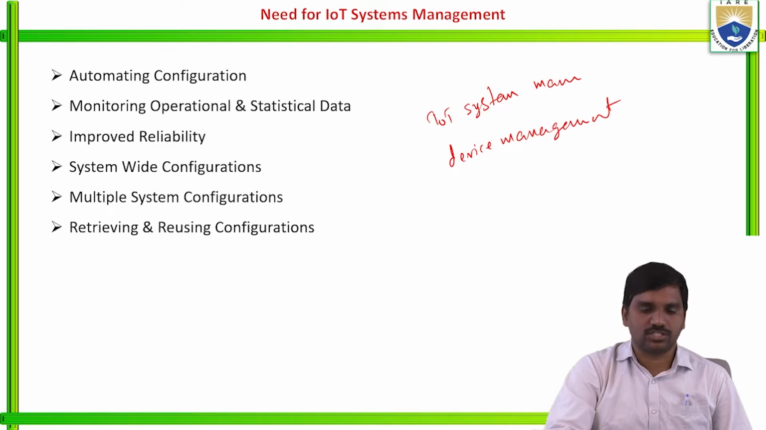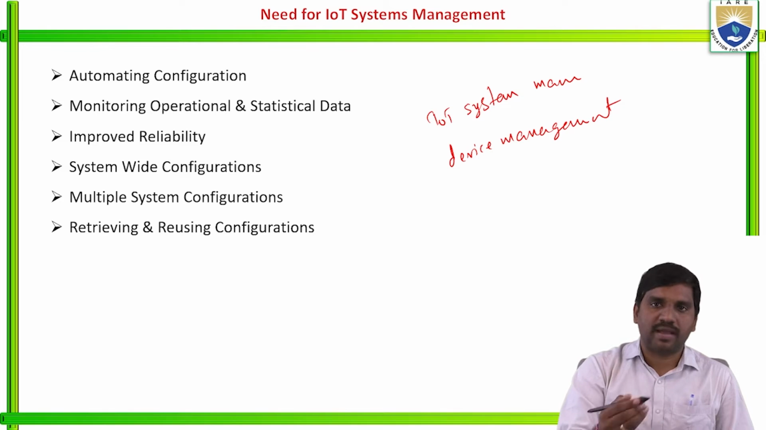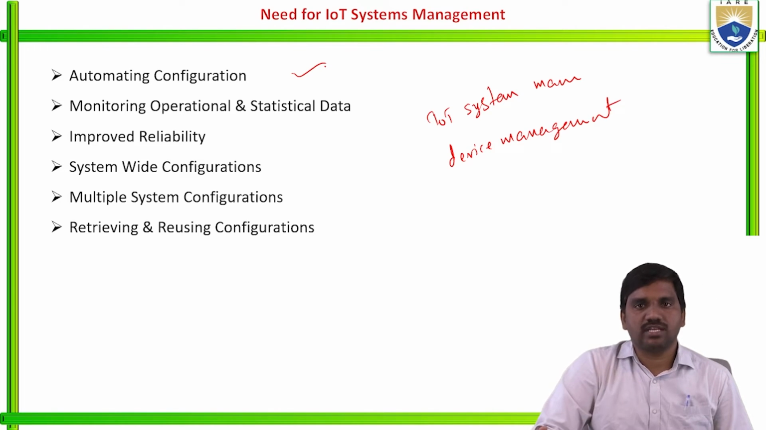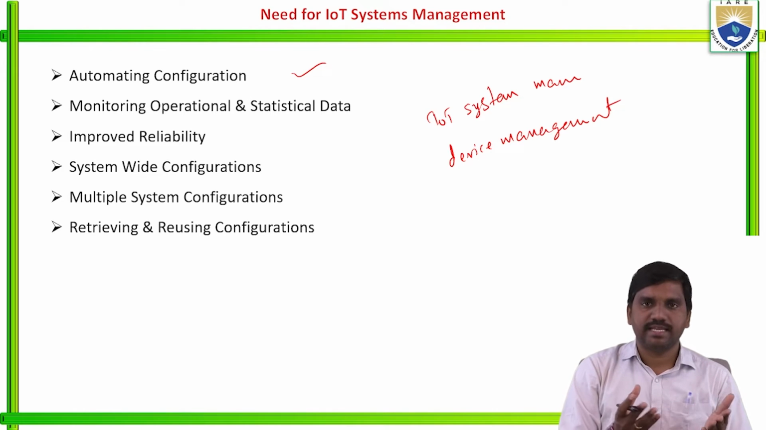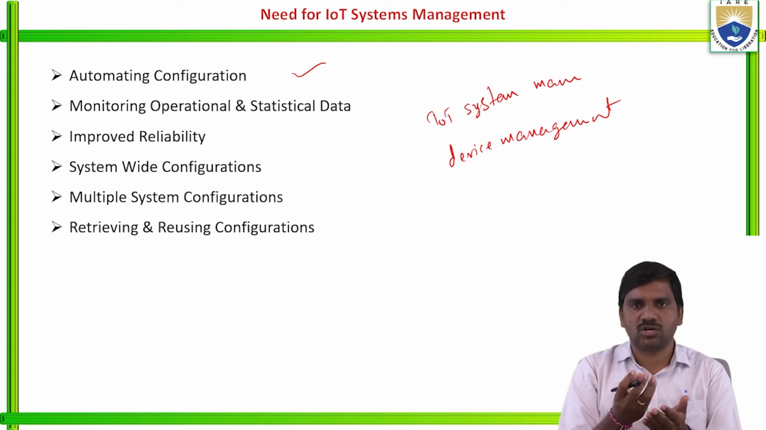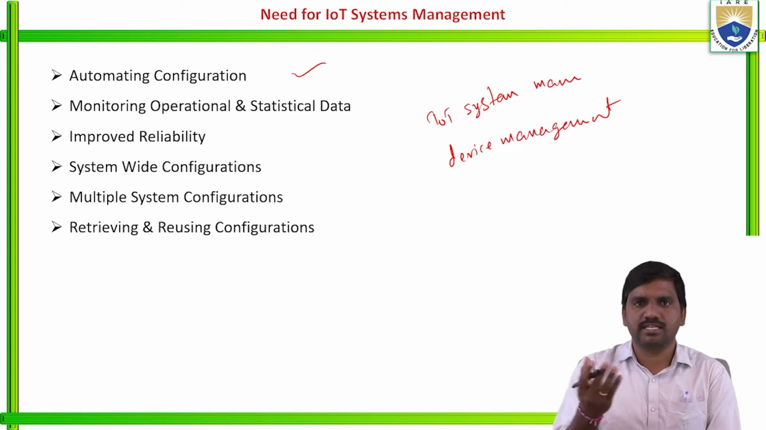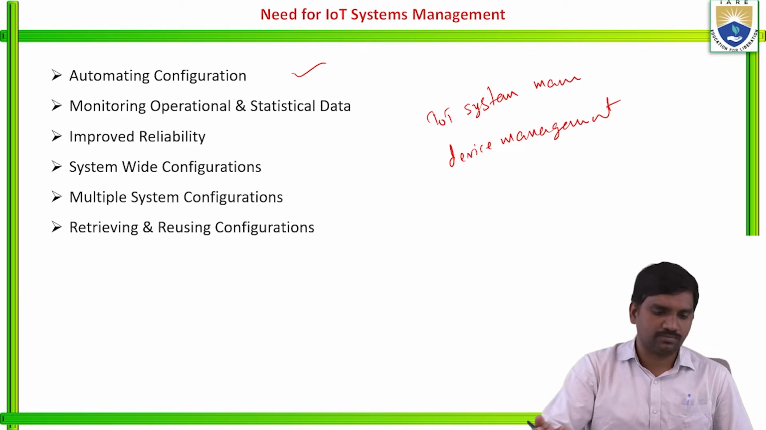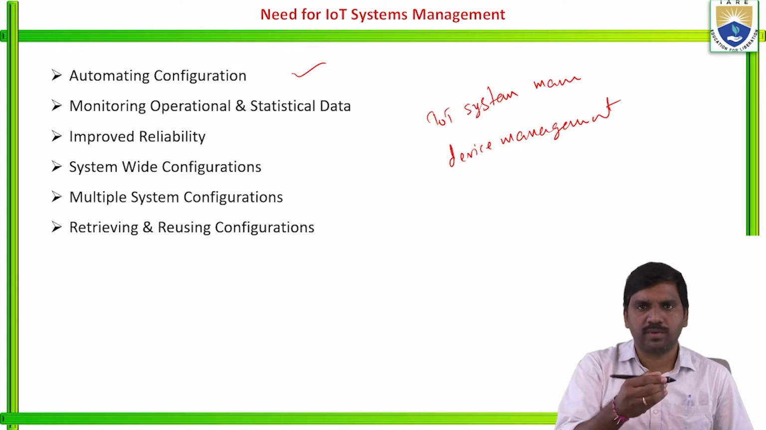The need for IoT system management includes different parameters, like automating configuration. Automating configuration means every IoT device can automatically detect the network. Just before connecting, it can configure itself. After configuration is over, it can connect, then process the data as per our requirement. So this is automatic configuration. The IoT system management can do this automatically based on our requirement.